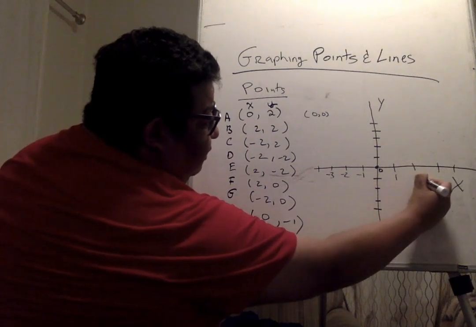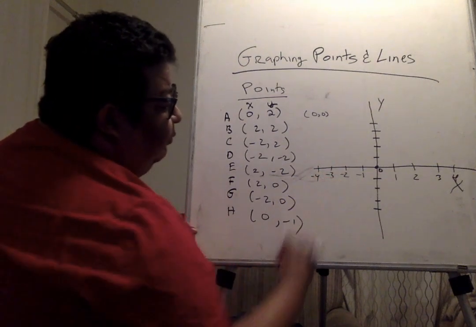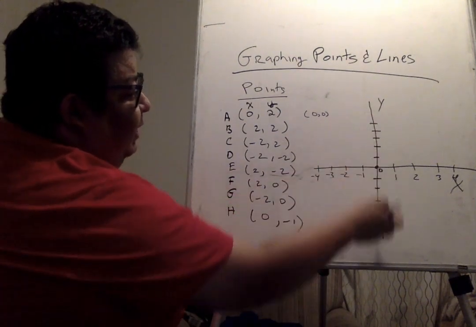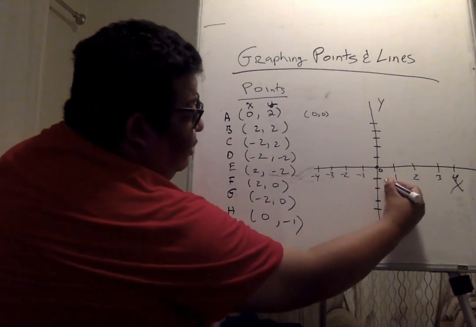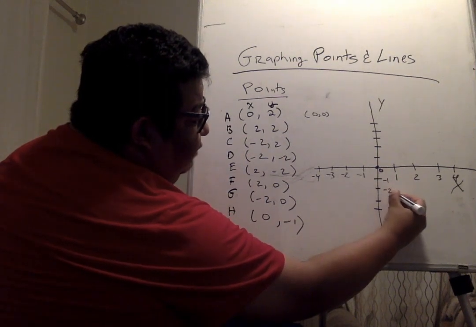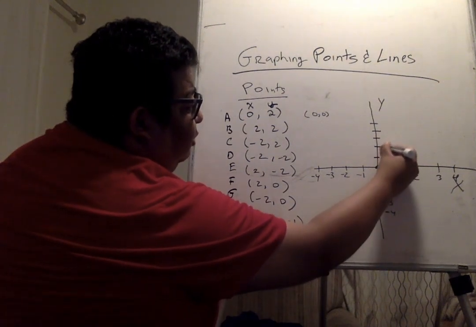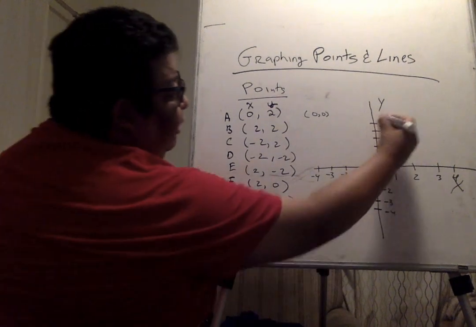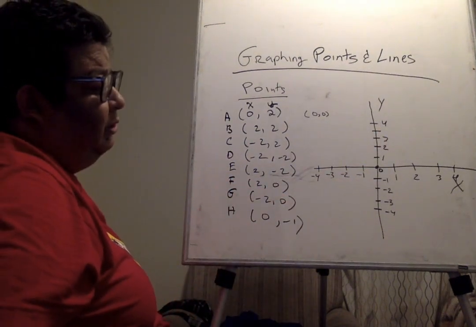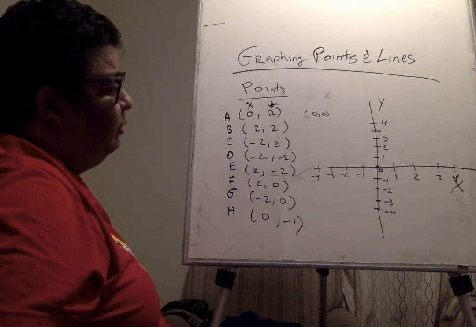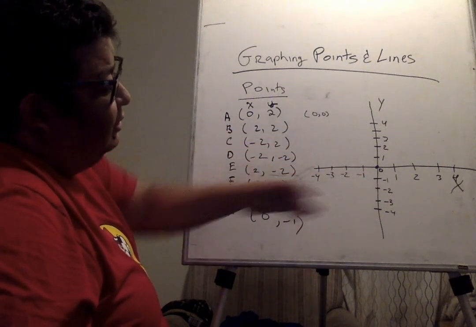So here will be 1, 2, 3, and 4. Here will be -4. When you go up and down, up is positive and down is negative. So this will be -1, -2, -3, and -4. Here will be 1, 2, 3, and 4. So now you have a complete Cartesian coordinate plane where you can plot any point that has these distances.